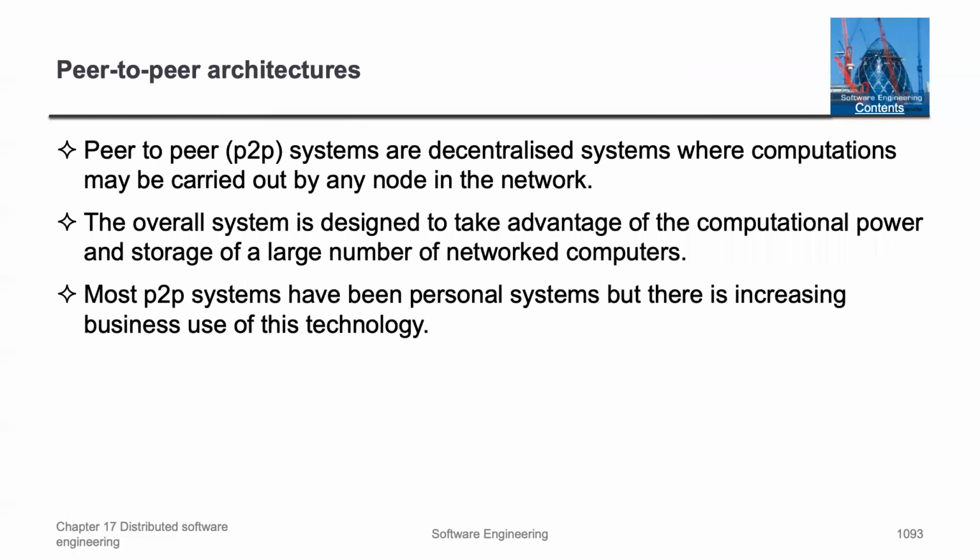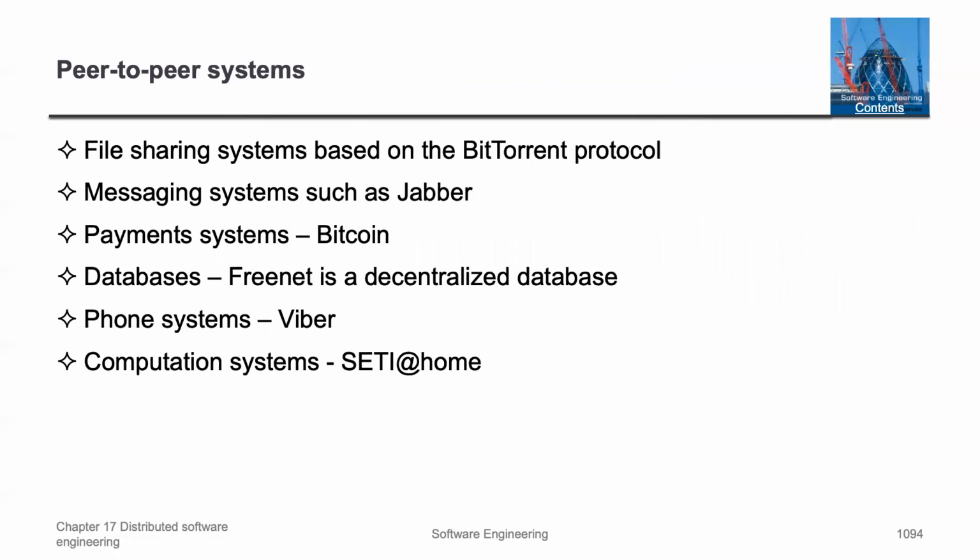Plus, there's peer-to-peer architectures. These are decentralized systems where computations may be carried out by any node in the network. The overall system is designed to take advantage of the computational power and storage of a large number of network computers. Most P2P systems have been personal systems, but there is an increasing business use of this technology. And there's various types of peer-to-peer systems, whether it be file sharing, messaging, payment systems, databases, phone systems, and computational systems. And so those are just some various things that you might keep in mind.